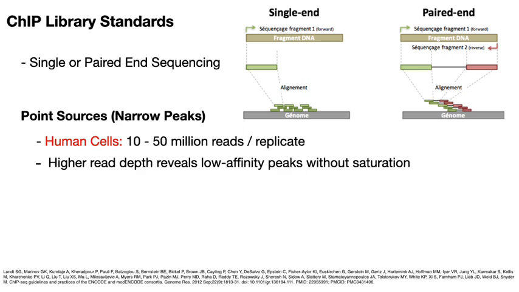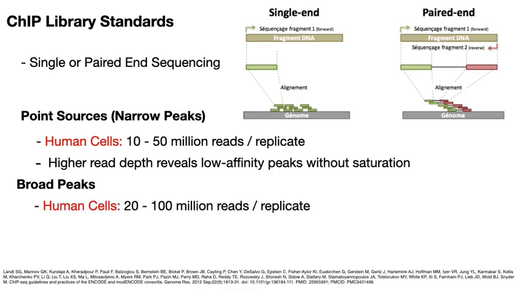The higher the read depth that you have reveals low affinity peaks without saturation. However, as you can imagine, if you're on the higher end of your reads, you are going to saturate out the peaks that are really, really well defined. On the contrary, for broad peaks, you're going to need some more read depth, at least 20 to 100 million reads per replicate.